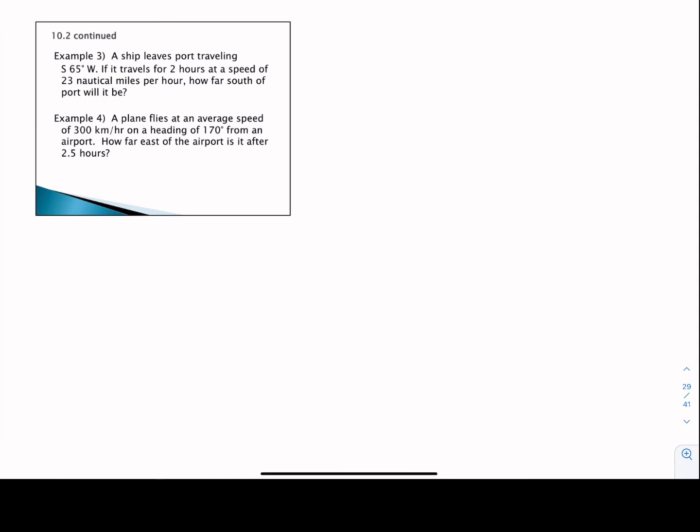Let's give our next application a little read here. It says, a plane flies at an average speed of 300 kilometers per hour on a heading of 170 degrees from an airport. How far east of the airport is it after 2.5 hours? So once again, I need to find a point of origin because we are traveling from an airport to another location. This time, instead of being given bearings, we're given a heading, and this heading is 170 degrees.